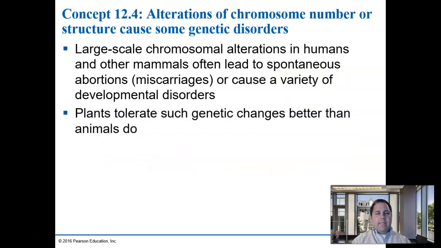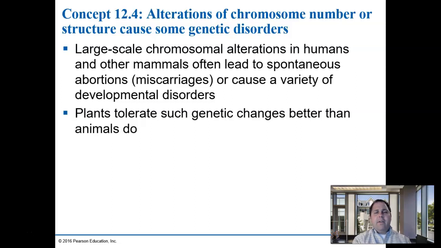So the last idea to talk about here, and I know chapter 12 is tying up loose ends and giving you lots of ideas, is that chromosome numbers or structures can be changed wholesale in big ways that will also cause genetic disorders. We've talked about how X and Y segregate differently, and that can create some variation. We've talked about how crossing over of chromosomes can create some variation. Now we're talking about large-scale alterations to chromosomes. So an entire chromosome missing, or a portion of a chromosome missing. These can often lead to spontaneous abortions or cause pretty serious developmental disorders in mammals.